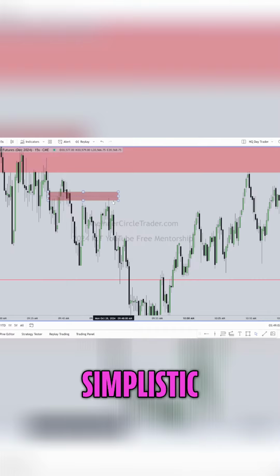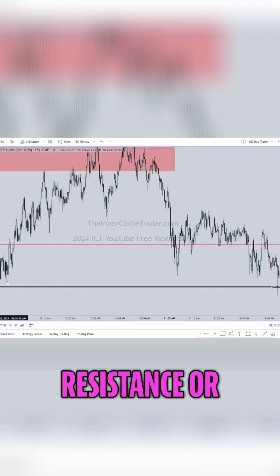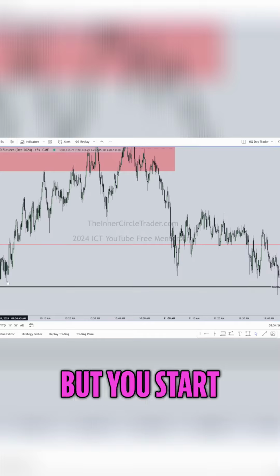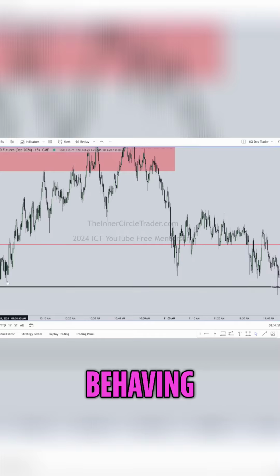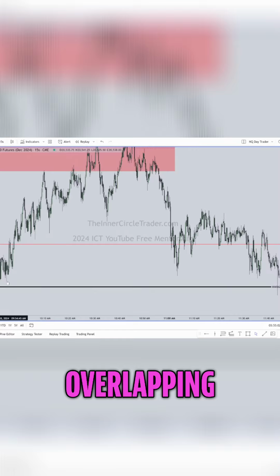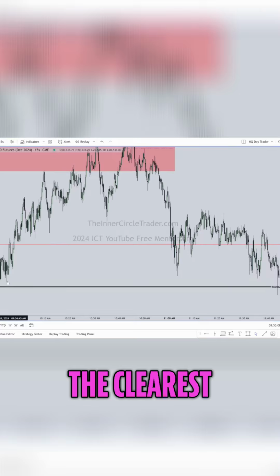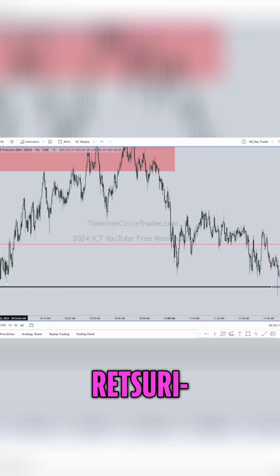And they have very simplistic characteristics that it indicates before the market trading day starts. And it's defined by high resistance or low resistance. And it's very easy to notice it. Even if you don't expect it, but you start seeing signatures in price action, how it's behaving, where every individual candlestick is overlapping the previous candlestick's range by the majority. That is indicating the clearest, most visual representation of a high resistance liquidity run condition: every subsequent candle is sharing the previous candle's range. That's a very simple definition, isn't it?